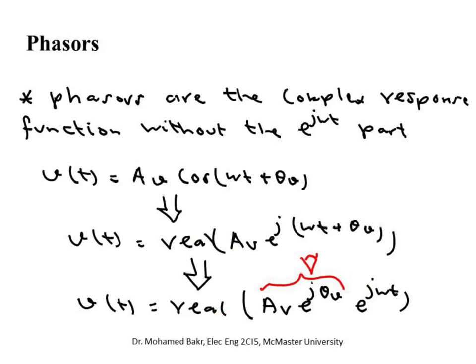Okay, so if we know the signal, I can look at the signal immediately and then say the corresponding phasor is A_V e to the j theta_v without thinking too much about it, because I know that the phasor requires only the amplitude and the phase. And if I have the phasor, I can write the corresponding time domain signal by multiplying by e to the j omega t and then taking the real part.